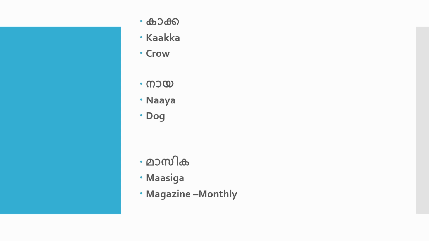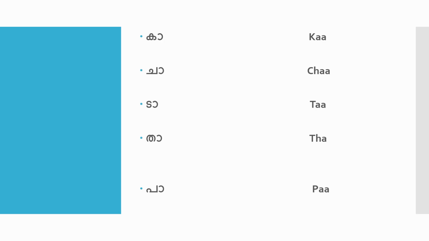Before we wind up, here are some consonants, and I have just added the diacritic to them, and we are going to read them. The first one is ka, second is cha, third is ta, fourth is ta, fifth is pa. Ka, cha, ta, ta, pa.